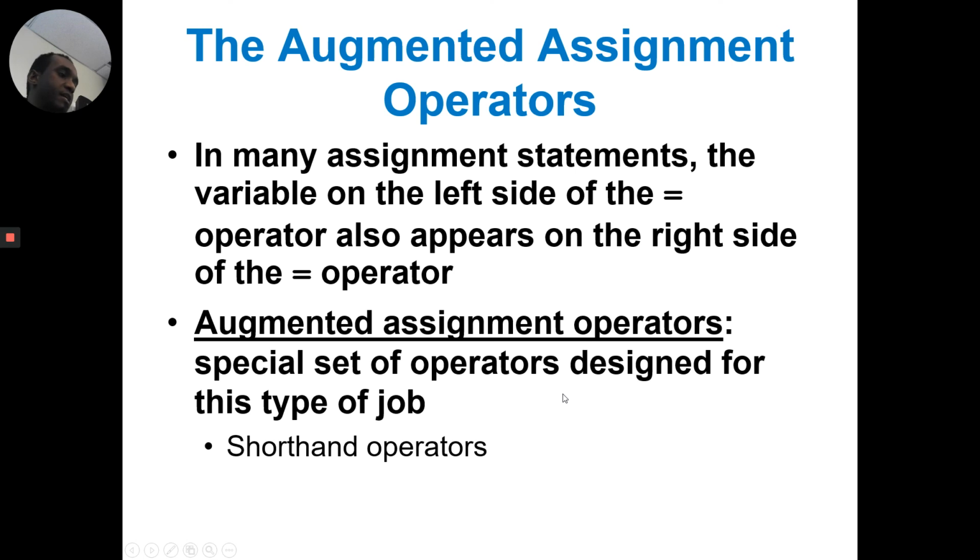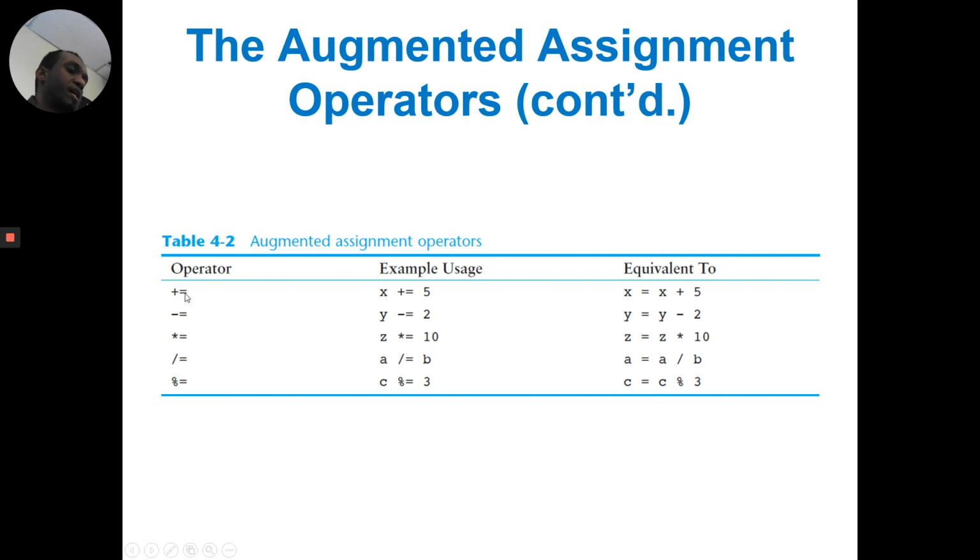We have what's called the augmented assignment operators. In many assignment statements, the variable on the left side of the equal sign operator also appears on the right side of the operator. So augmented assignment operators are a special set of operators designed for this type of job. It's a shorthand operator. So this is an example. Plus equal to: you write it like this, x += 5, meaning that whatever x is, add 5 to it. Minus equal to means y -= 2. That means whatever y is, minus 2. Whatever z is, multiply by 10, and so forth. Whatever c is, modulo 3, or another way of saying, the remainder of it.